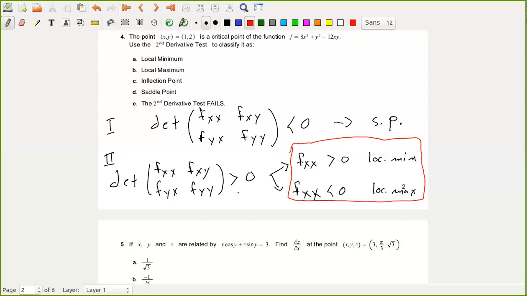Similarly, if you think about a turned over bowl, like an upside down paraboloid, and you're standing on the top of the bowl, then you're the highest point. No matter what direction you look in, the bowl is curving down away from you.